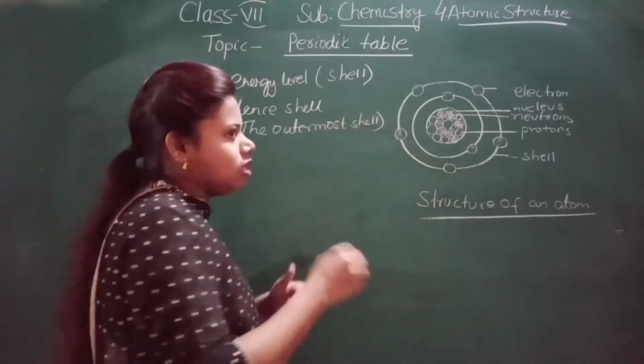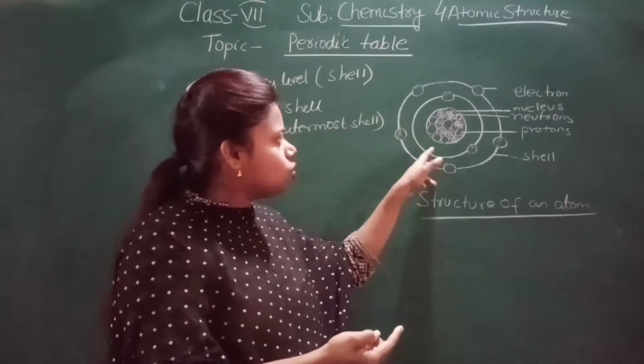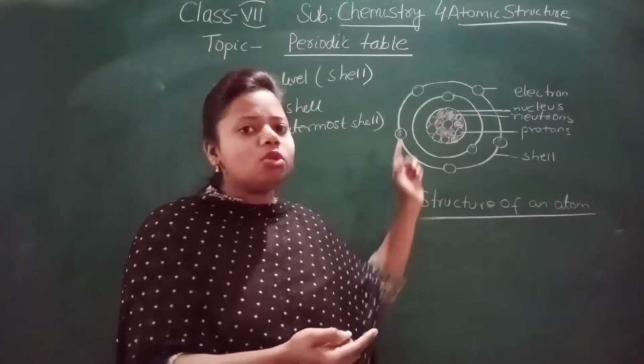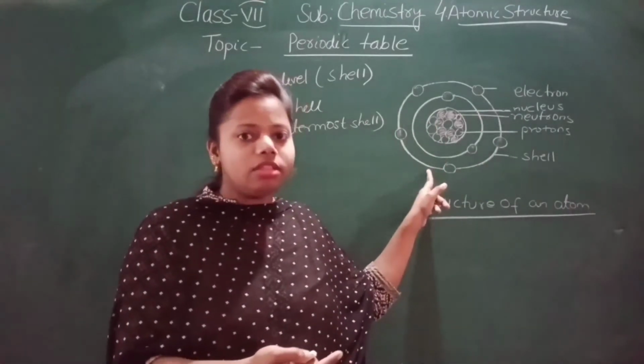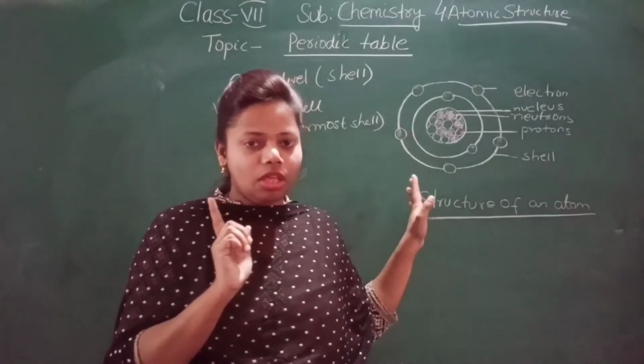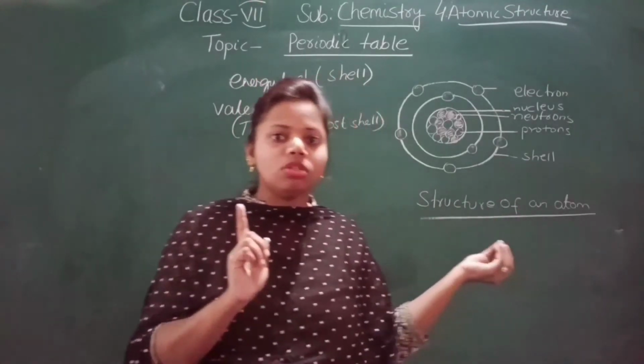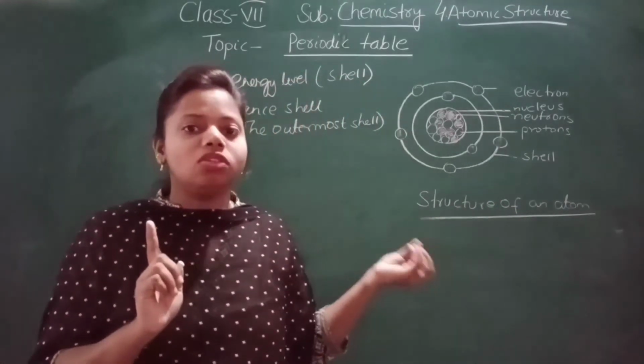The outermost cell is called what? Valence cell. Okay, now here you can see that I have made just two cells. That means the outermost cell is this one, and this one we call the valence cell. These are the cells, but the outermost we call the valence cell. The outermost cell of an atom, of an element, is called what?